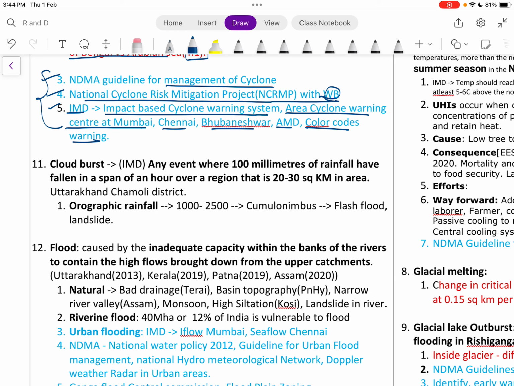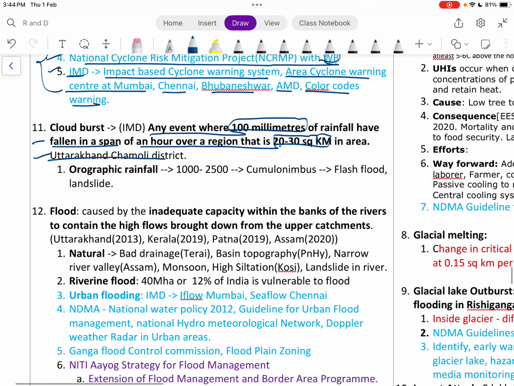Cloudburst is any event where 100 millimeters of rainfall has fallen in a span of an hour over a region that is 20 to 30 square kilometers in area. Uttarakhand's Chamoli district, you can quote it. Orographic rainfall, 1000 to 2500. Cumulonimbus clouds, flash floods, landslides, among others.